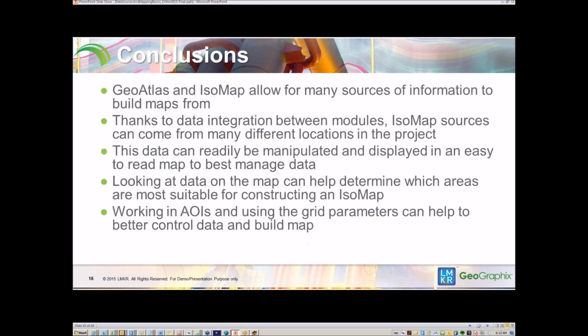So in conclusion, the integration between geographic modules allows GeoAtlas and ISOMAP to access many different data sources from within a project. A variety of symbology options exist to allow you to easily manipulate and display data to aid interpretation of your project area. Once you get to the point of contouring, you can use it for QAing your PICs. When you're contouring, be sure to work within a suitable AOI and optimize the ISOMAP grid parameters to produce geologically realistic contours that honor your control data points.